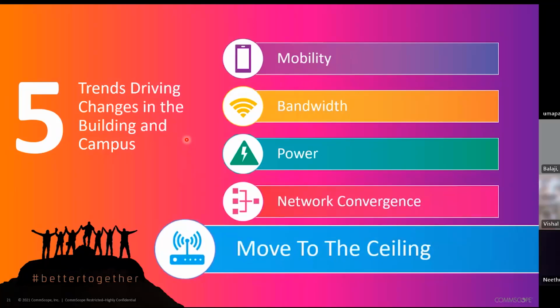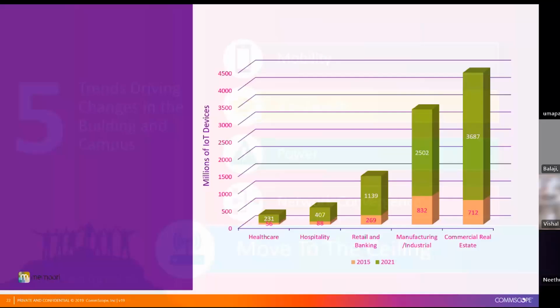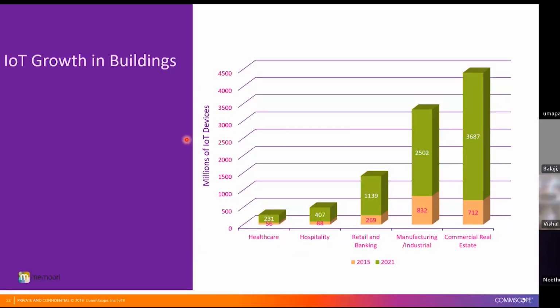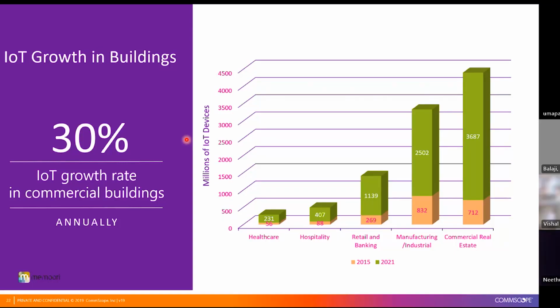Another key trend is everything moving towards the ceiling. If you look at office connectivity, at the desk level you may need only a system or phone. Or if it is a Wi-Fi enabled office, everything comes from the ceiling. Your Wi-Fi access points are in the ceiling, CCTV is there, your thermal sensors, access control. So everything is moving towards the ceiling only. The floor level points are very, very limited nowadays. If you see the IoT growth, 30% growth keeps happening every year.